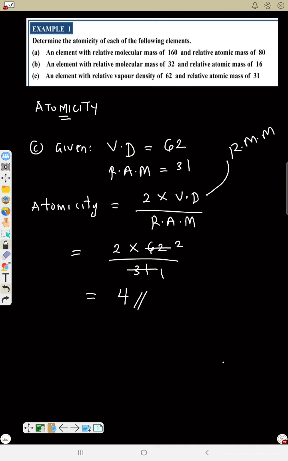Now this is how we can find the atomicity of elements given relative molecular mass, relative atomic mass or vapor density. So go through this one, then we can proceed if you grasp it.